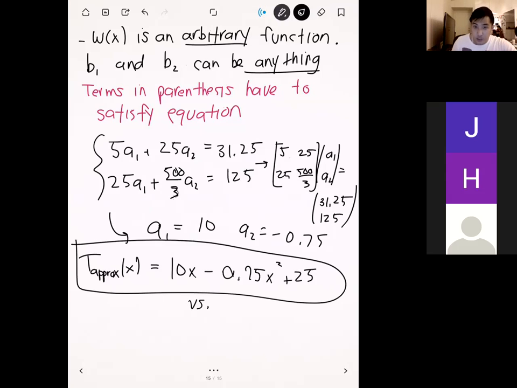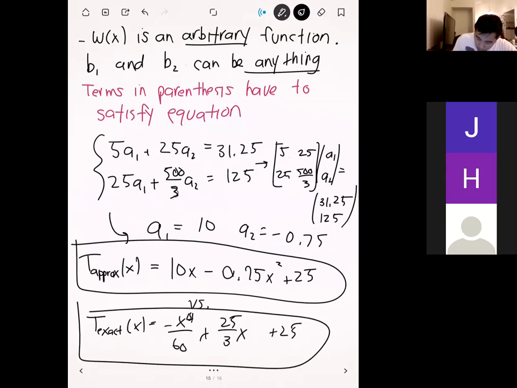And so this is our approximate solution. Actually, let's compare it to our exact solution. This is what we solved for in the first example. We got minus x to the 4th over 60 plus 25 over 3x plus 25. And you can see that they're different, right? Even though we did all this work, our approximate solution is not going to be the same thing as our exact.